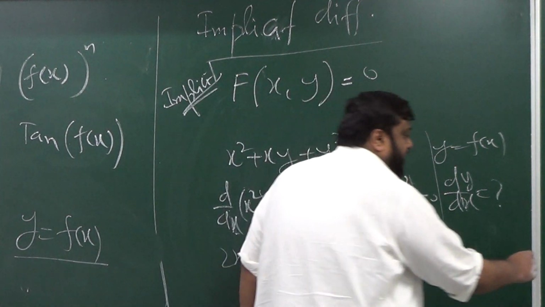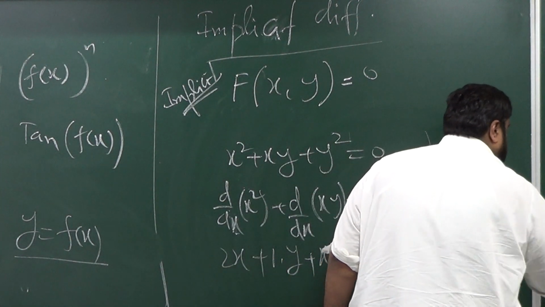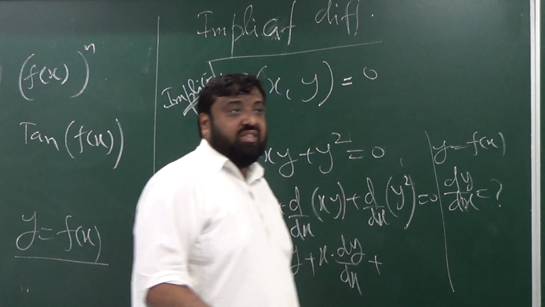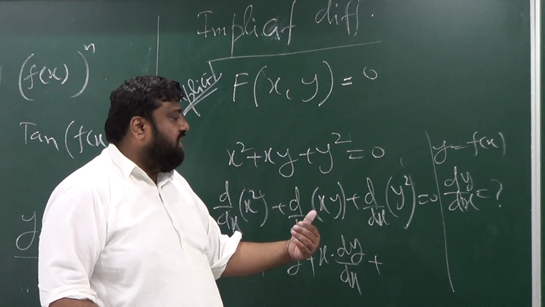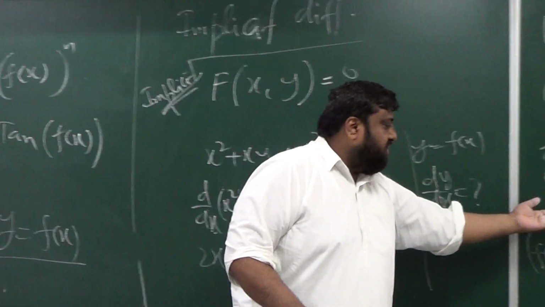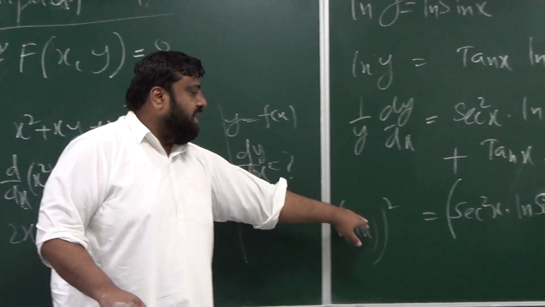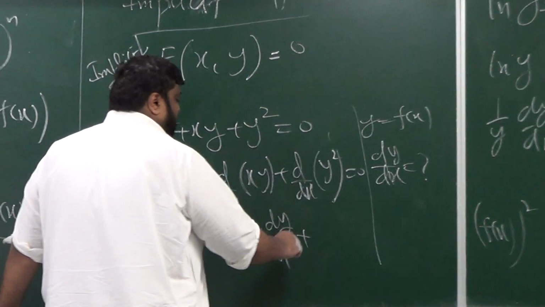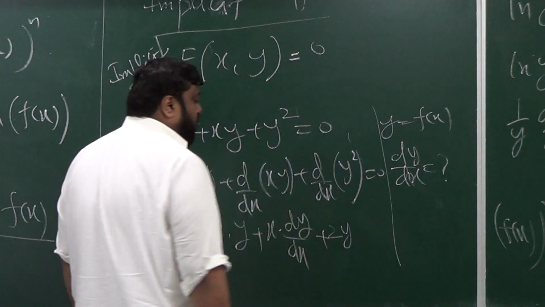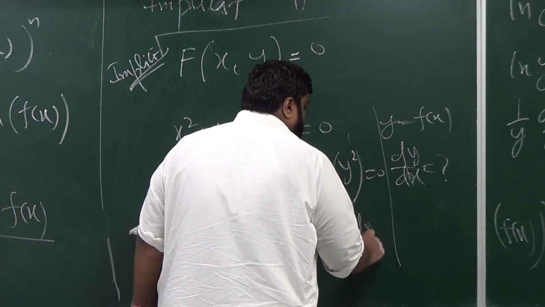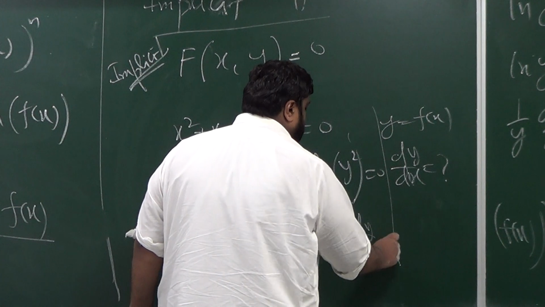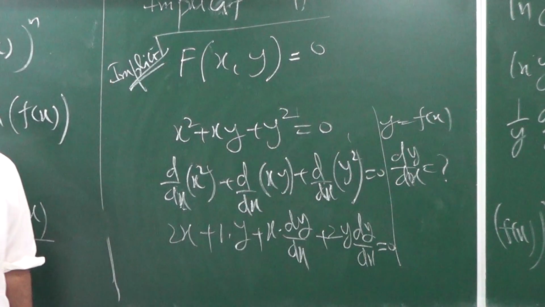So this is like this situation, f of x raised to x square. And you know how to differentiate this: you differentiate the square function, evaluate it at f of x, and multiply with the derivative of f of x. So in other words, you get 2y multiplied by dy by dx, and everything equal to 0.